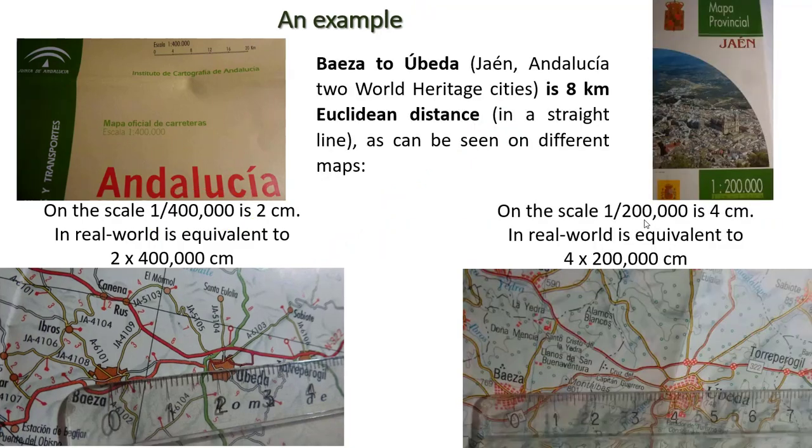If the distance on this map is 2 centimeters, on the Jaén province map, 1 in 200,000, the same distance is 4 centimeters. Both measures, using different scale maps, have the same real-world distance of 8 kilometers.